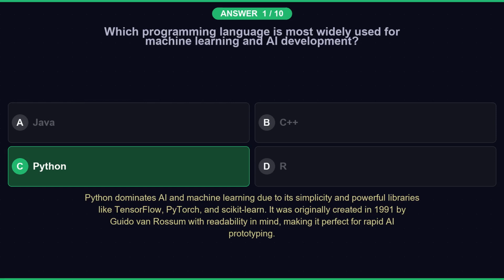The correct answer is C. Python. Python dominates AI and machine learning due to its simplicity and powerful libraries like TensorFlow, PyTorch, and scikit-learn. It was originally created in 1991 by Guido van Rossum with readability in mind, making it perfect for rapid AI prototyping.